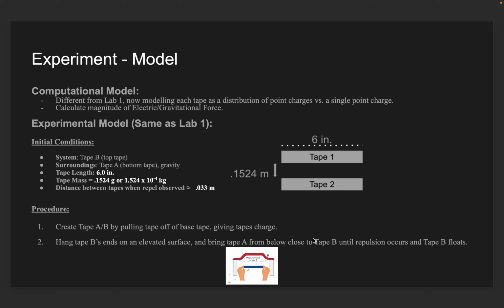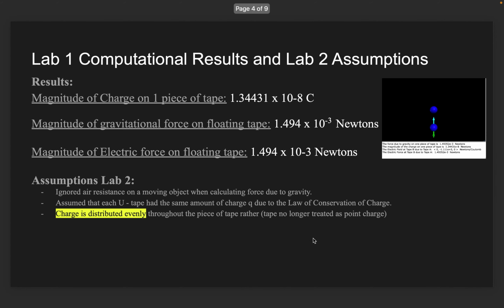Tape length was 6 inches, tape mass was 0.1524 grams, and the distance between the tapes when tape B started floating was 0.033 meters. The procedure included creating tape A and B by pulling tape off of the base tape, giving both tapes charge, hanging tape B's ends on an elevated surface, and bringing tape A from below close to tape B until repulsion occurred and tape B floated.